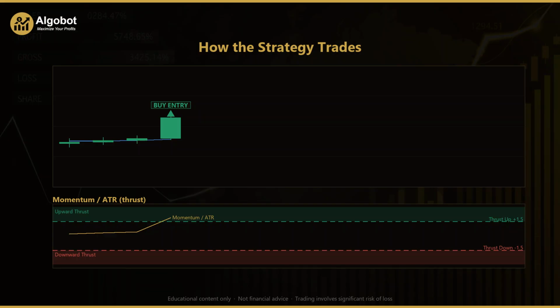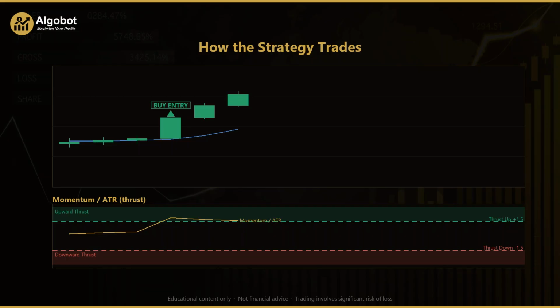The first few candles are quiet. Price is hovering just above the EMA, and in the subpanel, our momentum reading is small and positive, drifting well inside the thresholds. The market is moving, but not with conviction, so the strategy simply waits. Nothing qualifies yet.